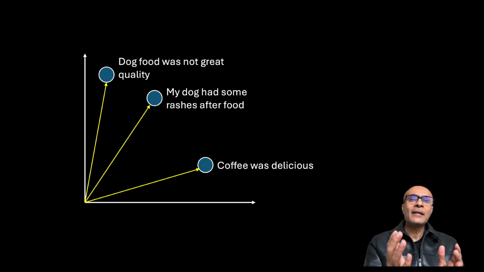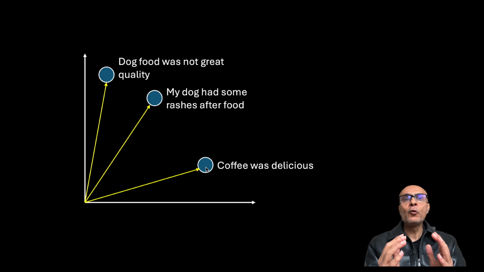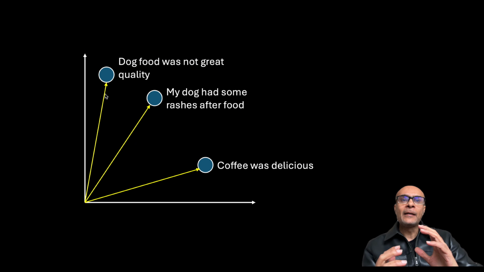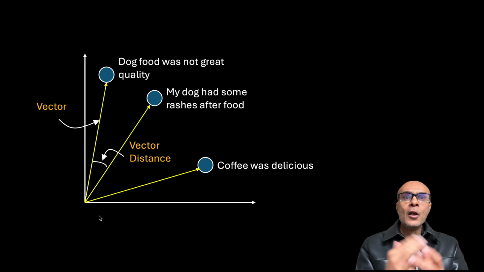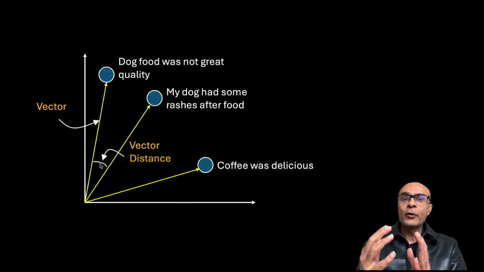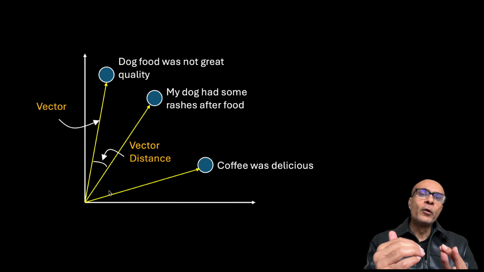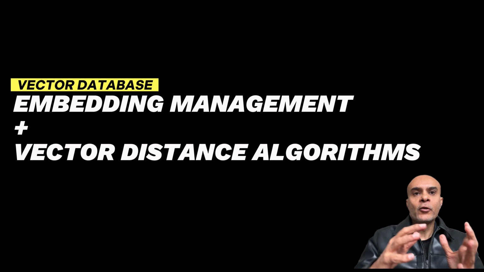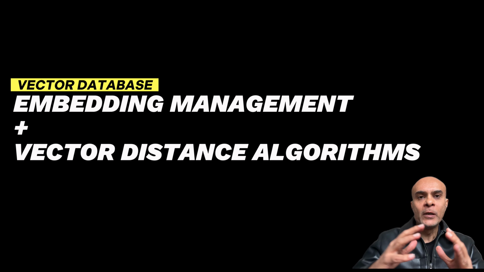Now let me introduce a new terminology called as vector distance. To simplify, let us take 3 reviews, 2 for dog food and 1 for coffee. And if you draw a straight line from the center to this numeric representation, this is called as vector. And the angle between the two vectors is also called as vector distance. So you can see that the angle or the vector distance between the reviews which are related to dog food is small, and the angle or the vector distance between the dog food review and the coffee review is more. So a vector database is a database which can store these embeddings as well as it has got this capability to calculate the vector distance between vectors.